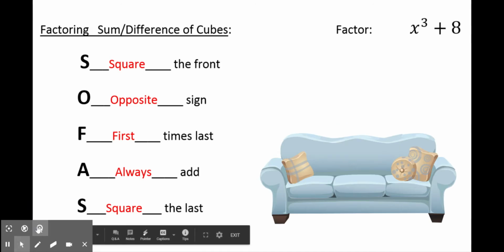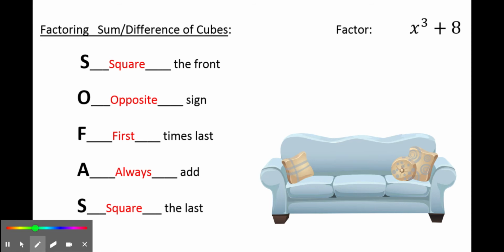SOFAs is an acronym. The letter S stands for square the front, O is opposite sign, the letter F is first times last, the letter A stands for always add, and the letter S at the end stands for square the last. This occurs when there's 2 terms.